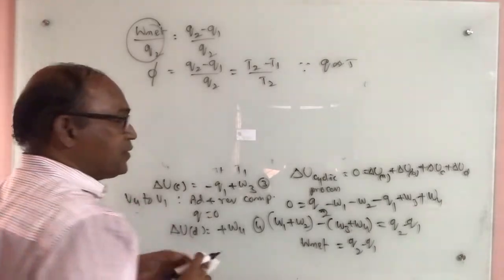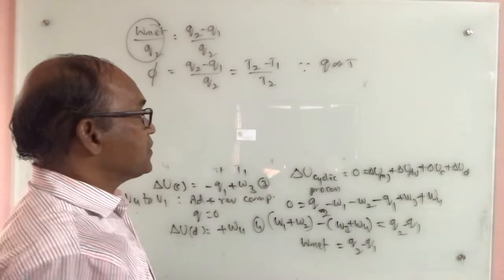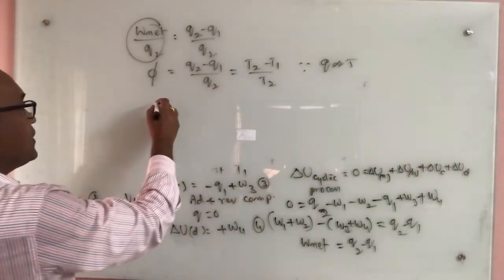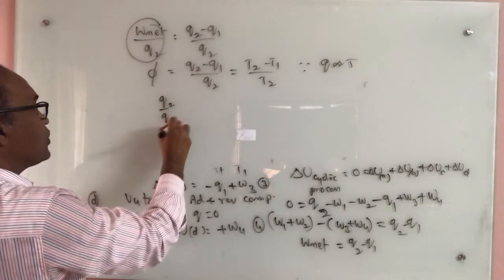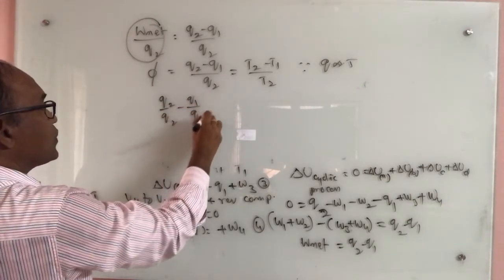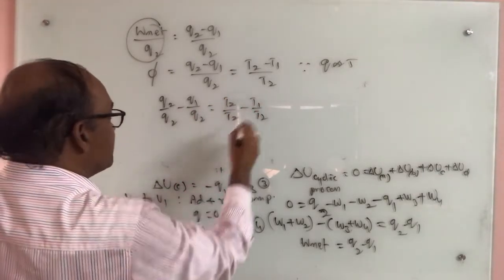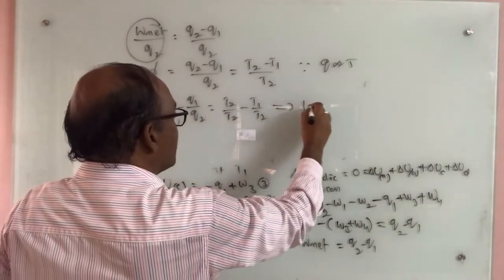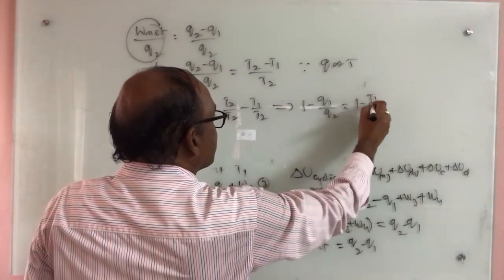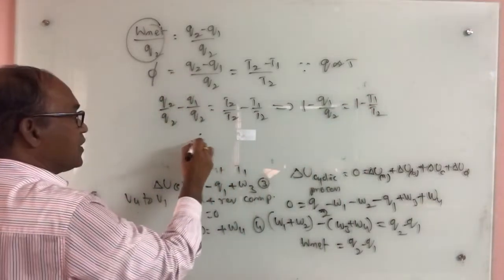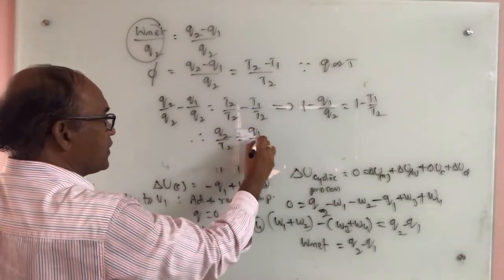Now, this is the discussion with reference to the Carnot cycle. From this, another modification we can do: Q2 minus Q1 by Q2 equals T2 minus T1 by T2. You modify this: 1 minus Q1 by Q2 equals 1 minus T1 by T2. Therefore, what we can write is Q2 by T2 equals Q1 by T1.